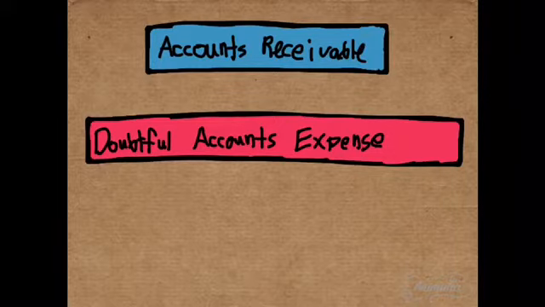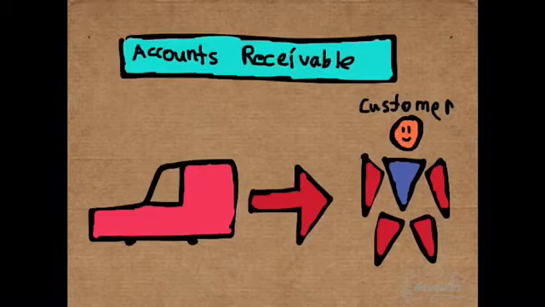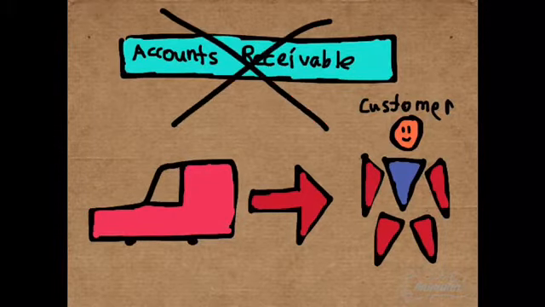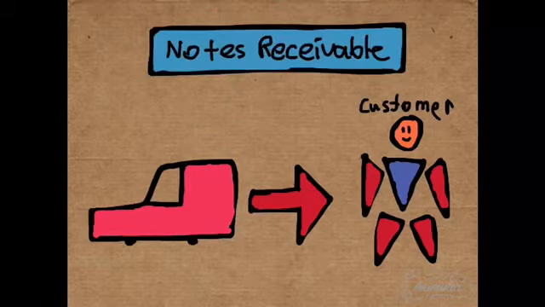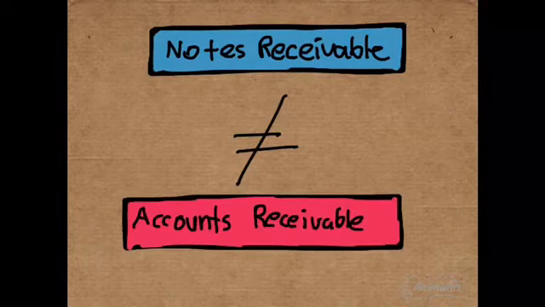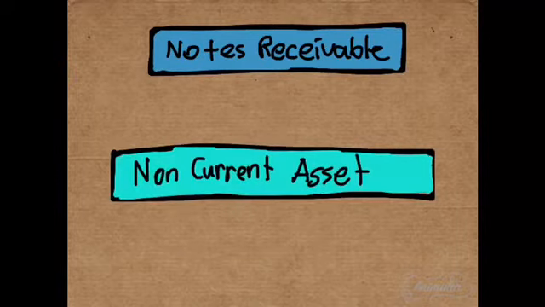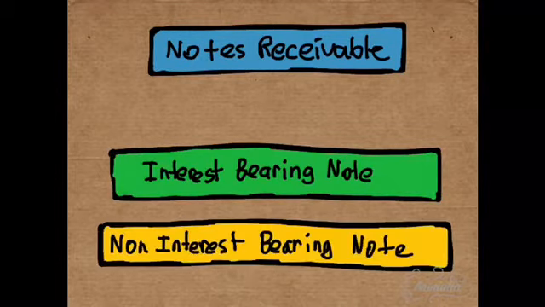So when a customer buys something from you, it's not always about the recognition of the accounts receivable. Sometimes a customer may write a promise to pay on a certain date, which we can call the notes receivable. It's different from the accounts receivable not only because of the written promise to pay, but also because most notes receivable are to be collected for more than a year. There are two types of notes receivable. We have the interest-bearing and the non-interest-bearing note.